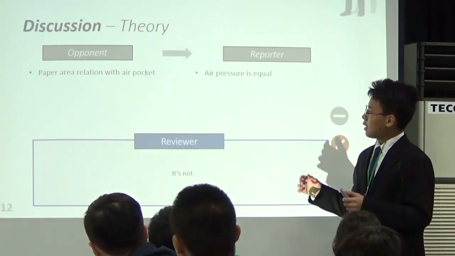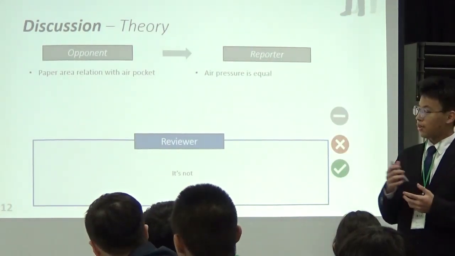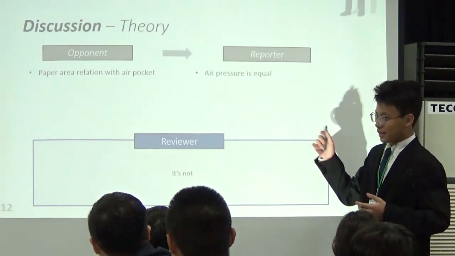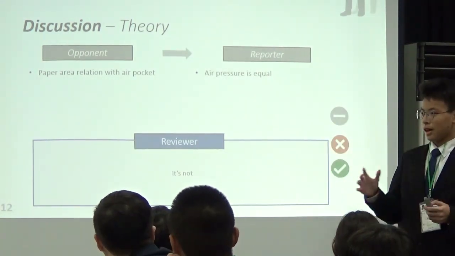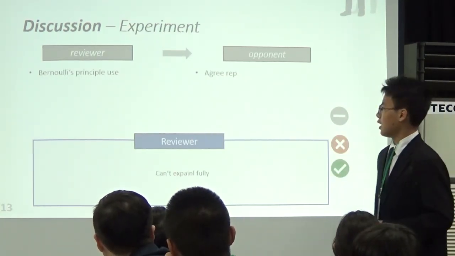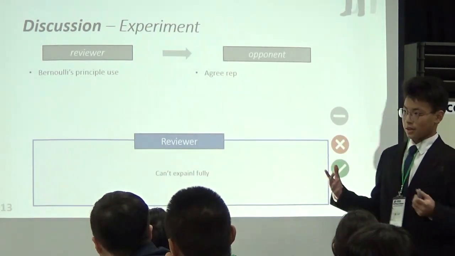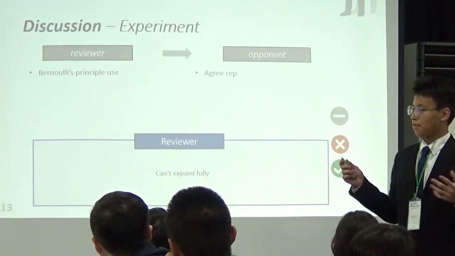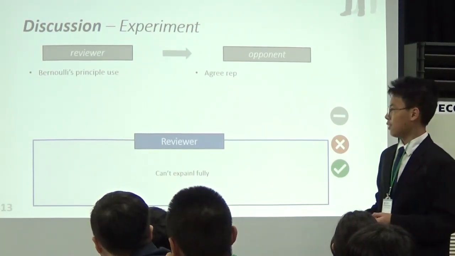And then there is the paper error relation with the air pocket, and I think the air pressure is not equal, because some places will have higher pressure and some places will have lower pressure. Then I asked, is it good to use Bernoulli's principle? And the opponent agreed with the reporter, but I think it's not a complete explanation of this entire phenomenon.